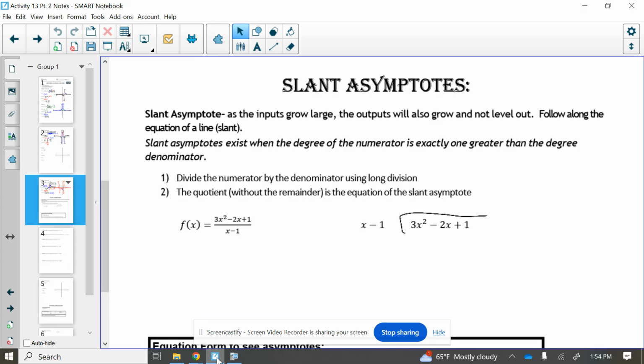Our slant asymptotes are similar to our horizontal asymptotes in that they are what the end behavior of our graph follows along, but these are going to be the equation of a line, aka a slant, as opposed to just a horizontal line, like y equals just a constant number. This time it'll be the equation of a line.